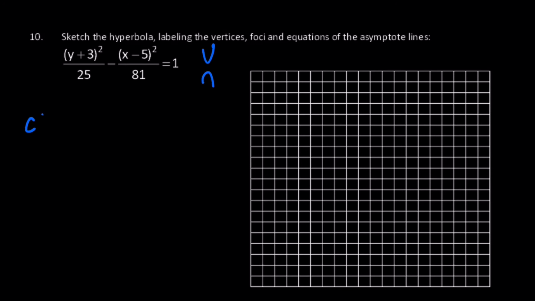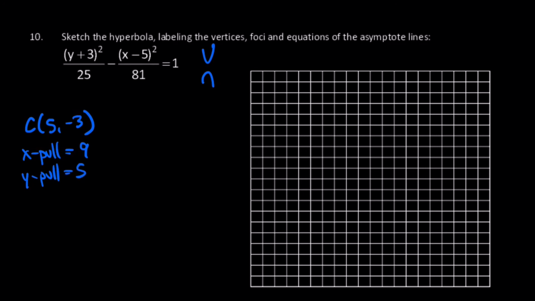Now my center is going to be, remember, the opposite of what's with the x comes first. So 5 comma negative 3. X pole is always underneath the x, so x pole is going to be 9. Y pole is always under the y. That's going to be 5.